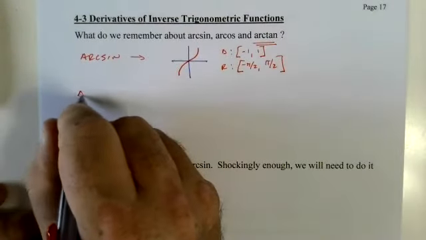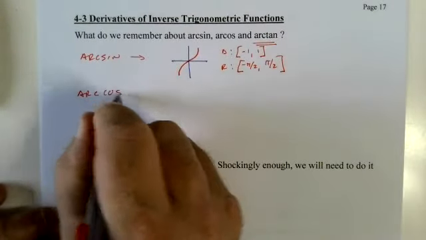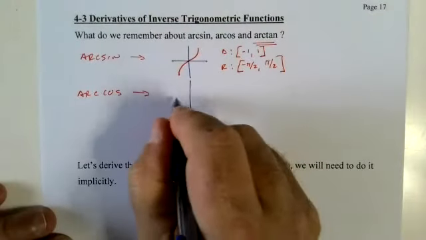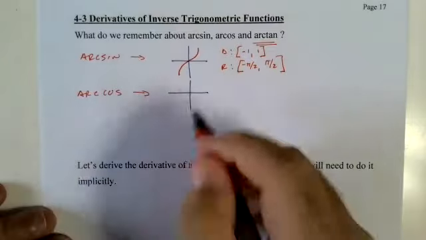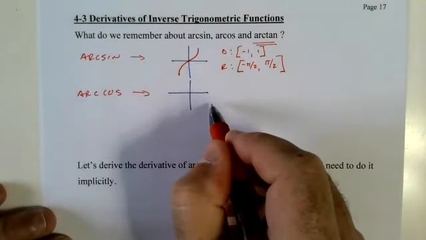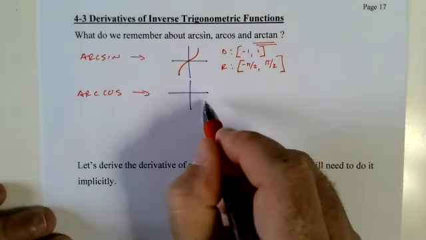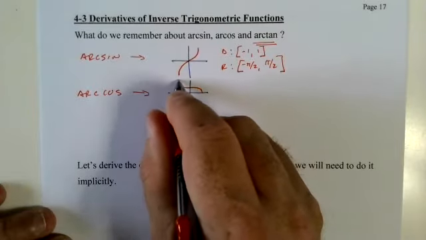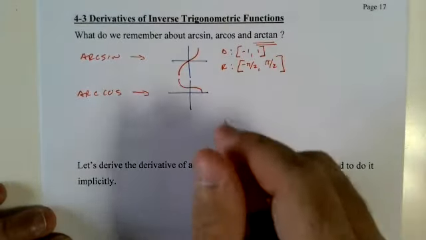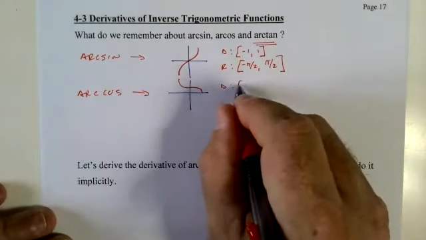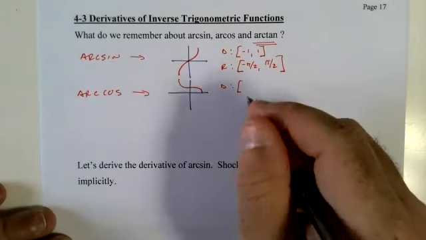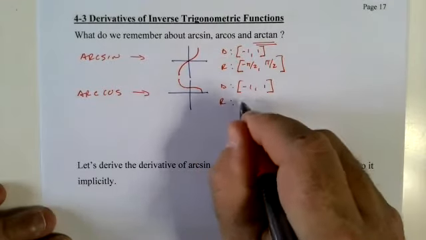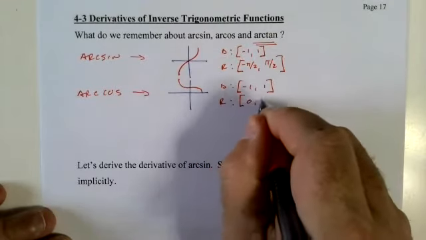Arc cosine should go like that. That's tricky to reflect. So it does something like this, if I'm not mistaken. And its domain is -1 to 1, but its range is 0 to pi.